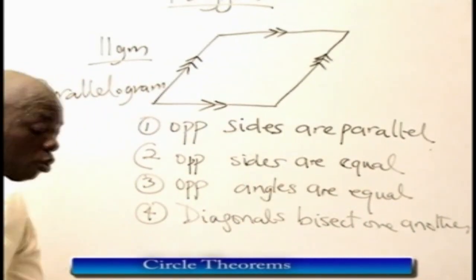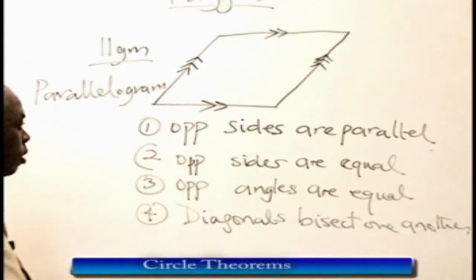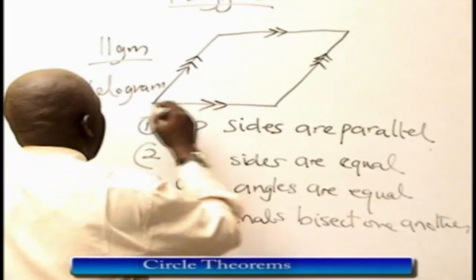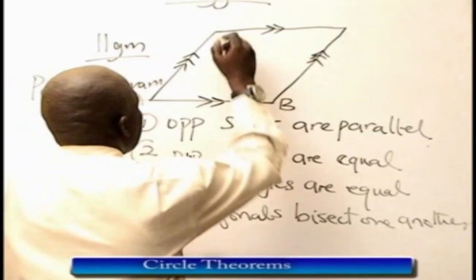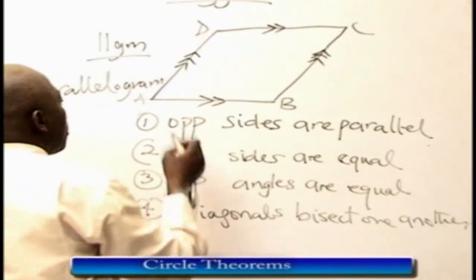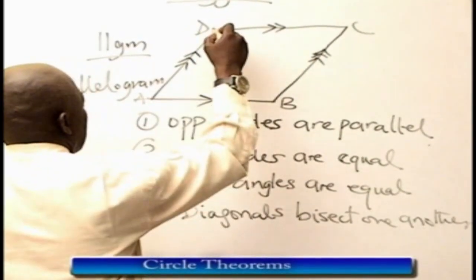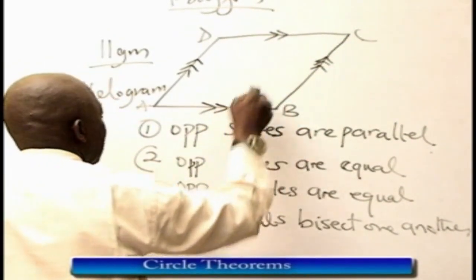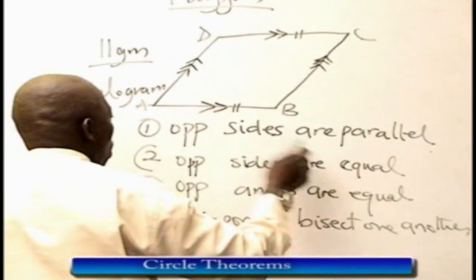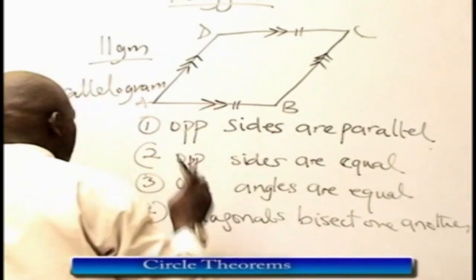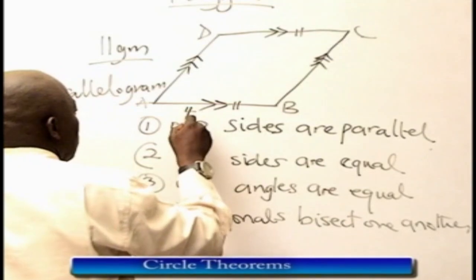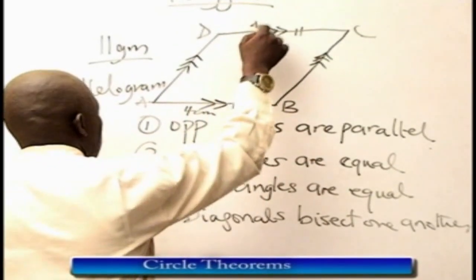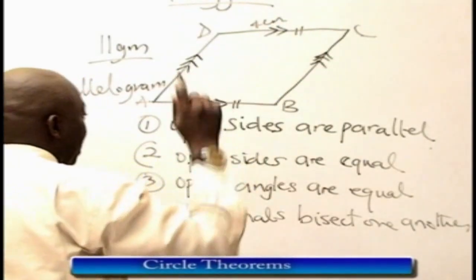Let's quickly show all of this. The first one says opposite sides are parallel. This side, let me label it A, B, C, D. Side AB is opposite to side DC, and both of them are parallel and equal. Please don't forget. So if I say this one is 4 cm, then this side is also 4 cm. They are parallel and they are equal.